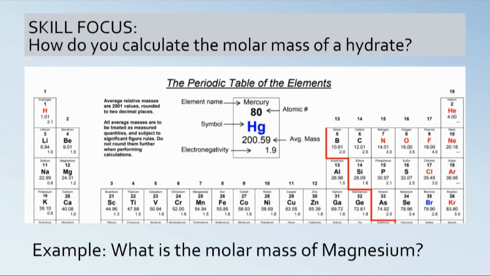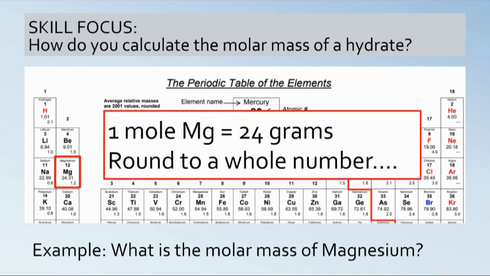Take a second, please, and find the average molar mass of magnesium, Mg. Hopefully you told me that it was 24. When we round 24.31, we should get 24 grams per mole.